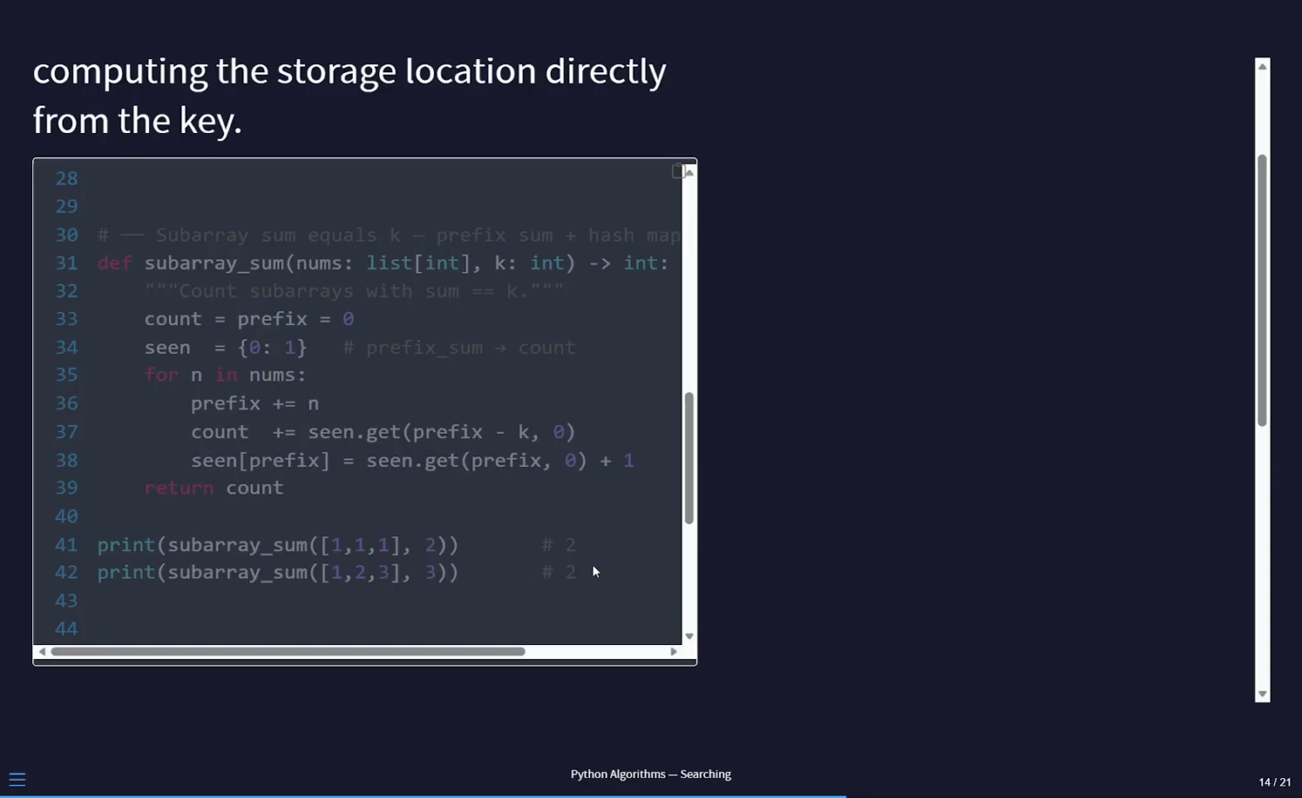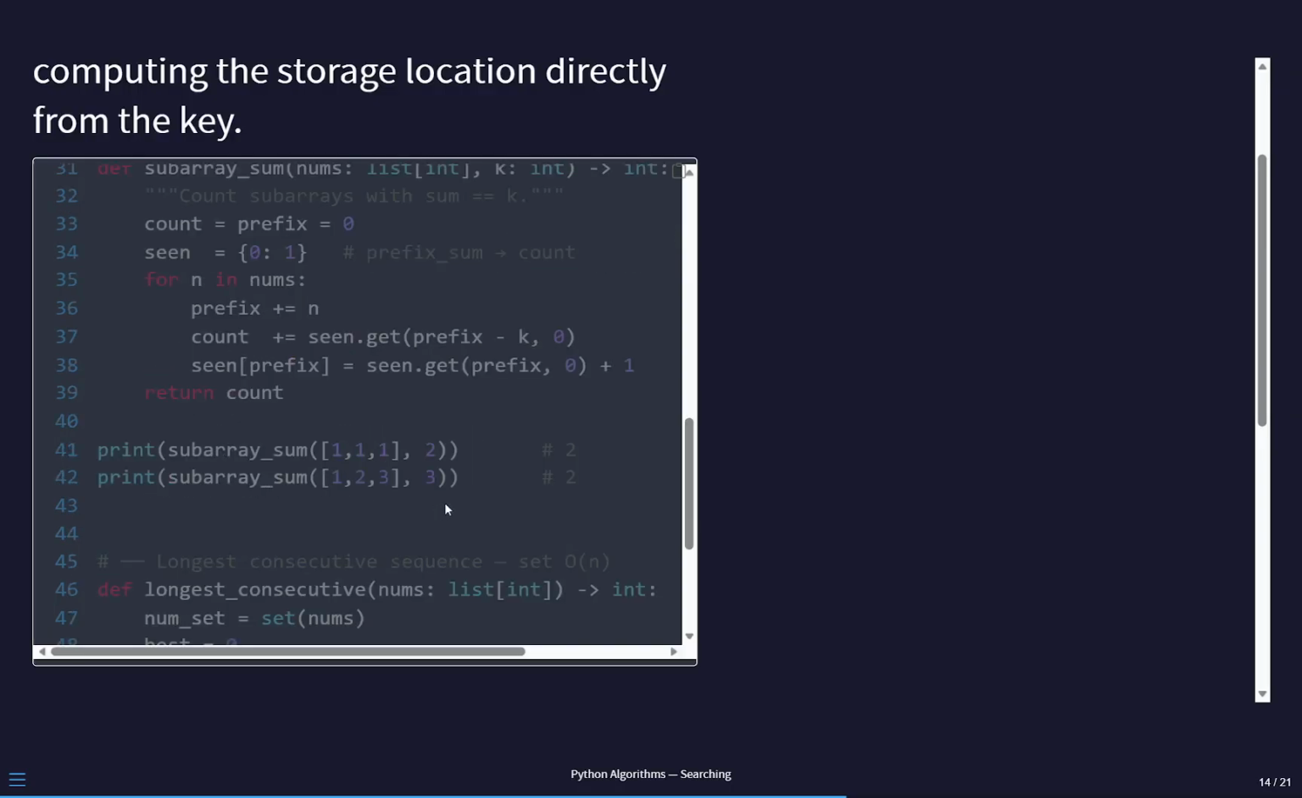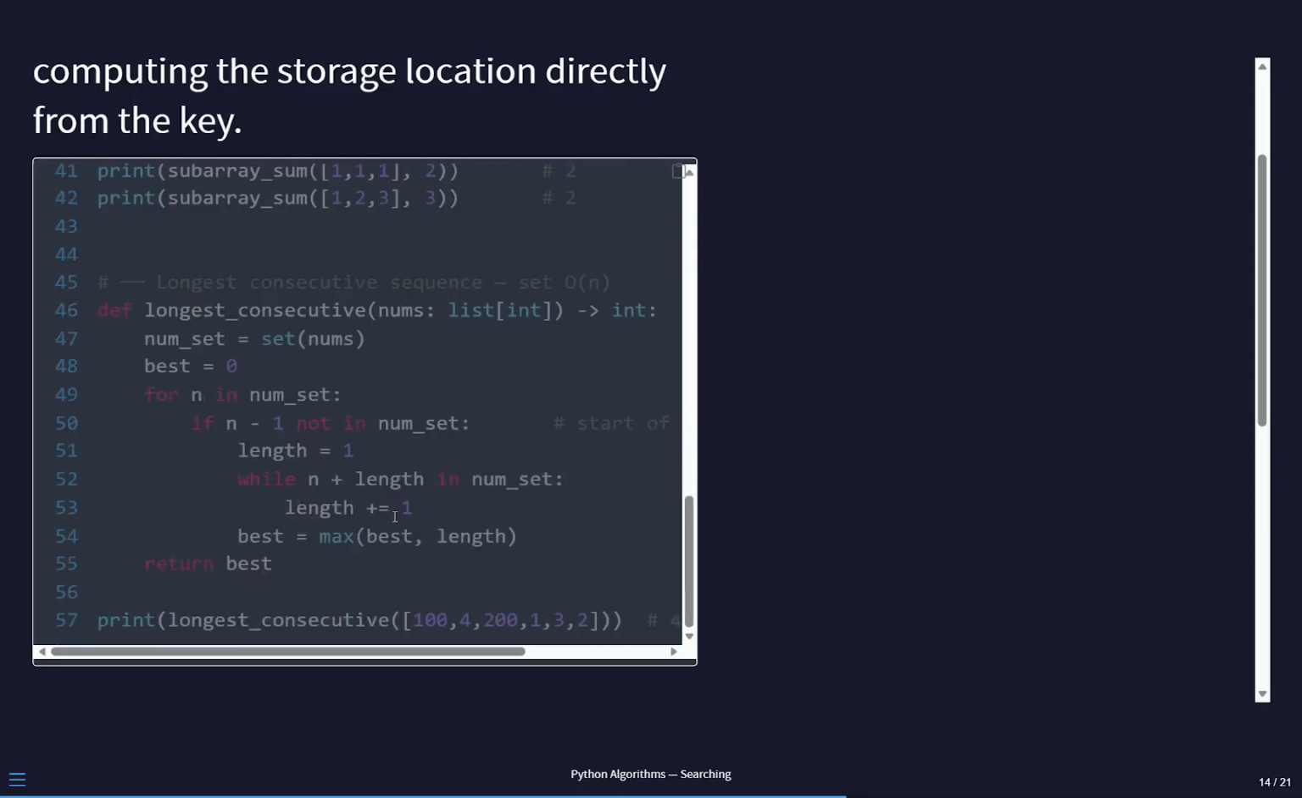Click. Subarray sum equals k uses the prefix sum plus hash map pattern. Store how many times each prefix sum has been seen. For each new prefix sum p, check if p minus k exists in the map. If so, there are that many subarrays ending here with sum exactly k. O(n) time and space.